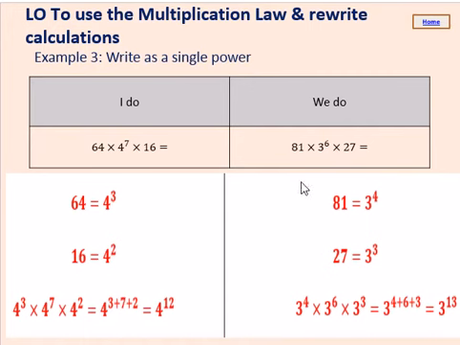So for this one, you should have spotted that 81 was equal to 3 to the power 4, 27 equal to 3 to the power 3. And then rewriting it, 3 to the power 4 times 3 to the power 6 times 3 to the power 3, which equals 3 to the power 4 plus 6 plus 3, 3 to the power 13. Really well done if you got that right. It's quite a tricky one, that.